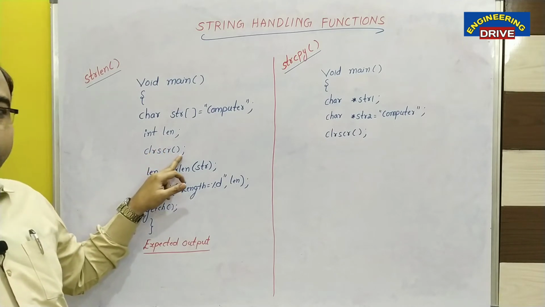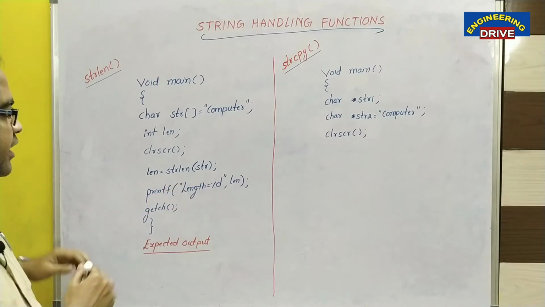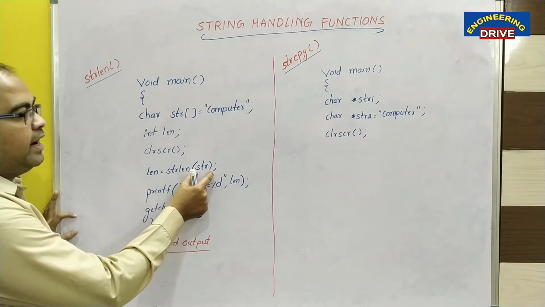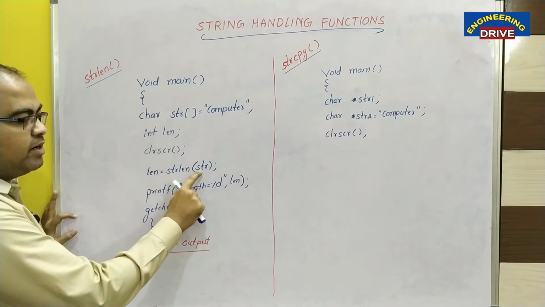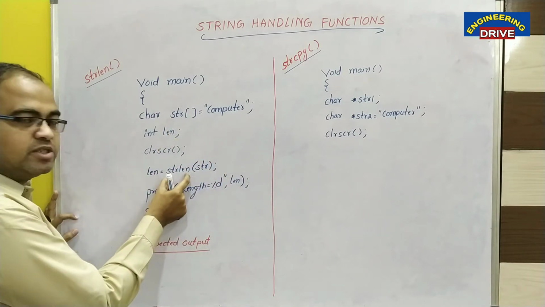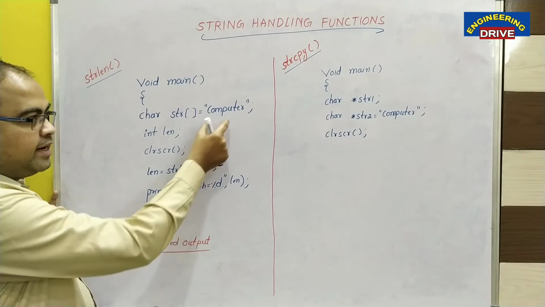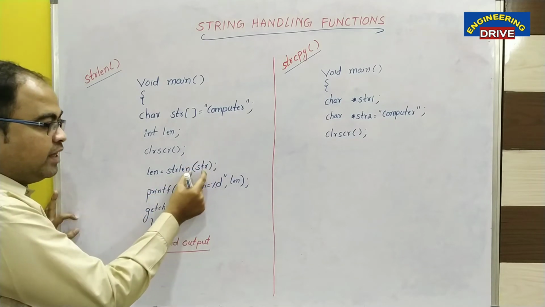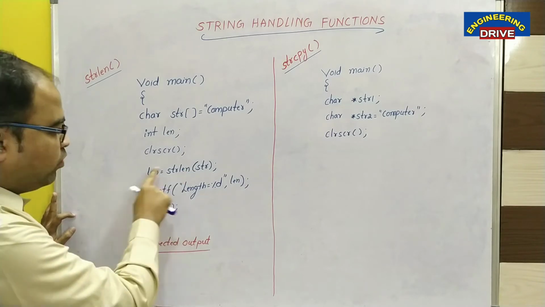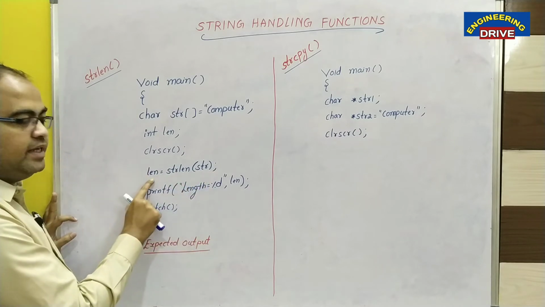To clear the previous output, we have used a clear screen function. And then how to use this strlen function? See here. I have used the strlen function, parentheses, and the name of the string variable, which is str. What is the value of str? Computer. So what this function will do is calculate how many characters are there in computer. There are 8 characters in the string computer. That 8 value will be assigned to the variable len. So what is the value of len after the computation of the strlen function? The value of len is 8.